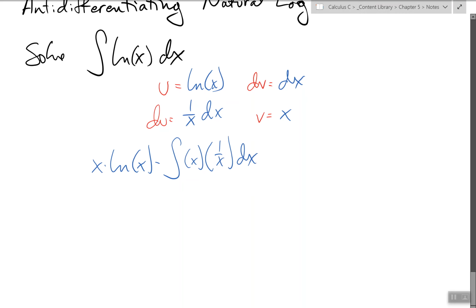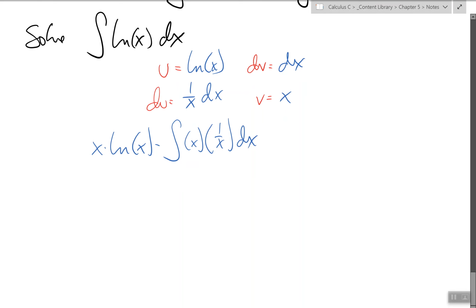Now, a cool thing happens on the inside of this antiderivative. x times 1 over x just becomes 1. So we have 1 dx. And that is a super easy antiderivative. We've already done that. We literally did that in the first step of the problem. So the antiderivative of 1 dx is x. So we get x ln x minus x.